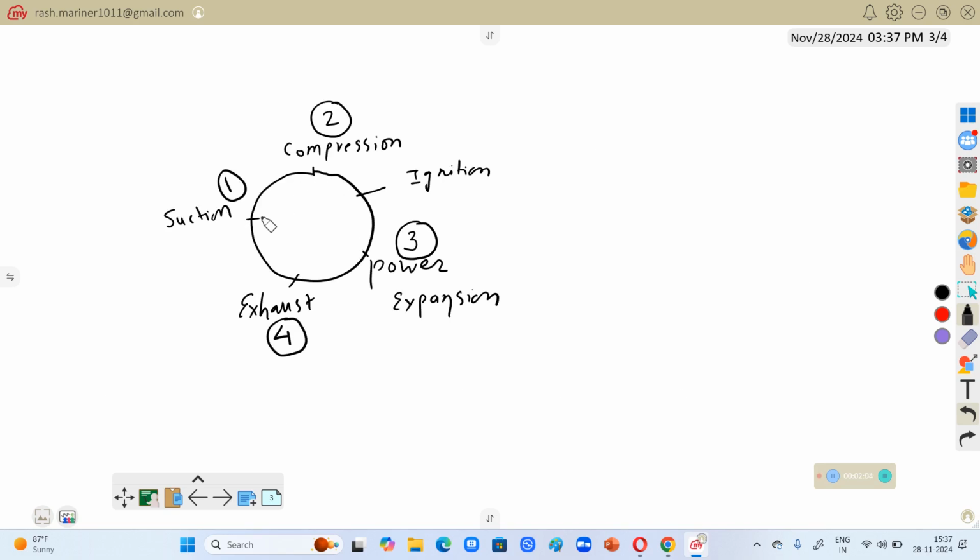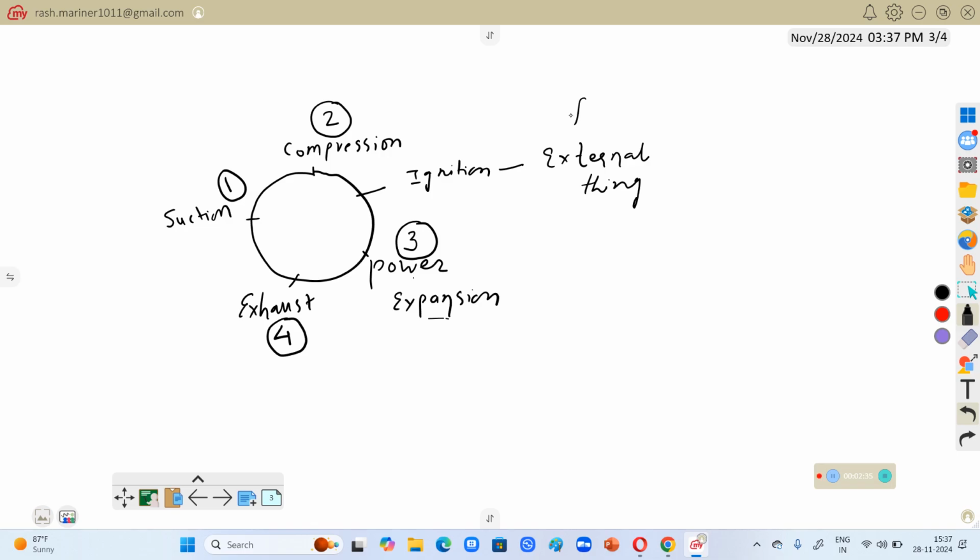In this cycle we have shown the first stage is the suction, then second is the compression, third is the expansion. Expansion is also called the power stroke, and fourth is the exhaust. Then why have I shown the ignition? Ignition is an external thing.